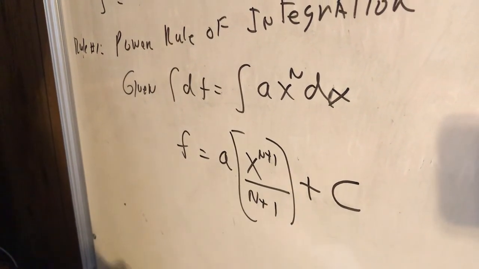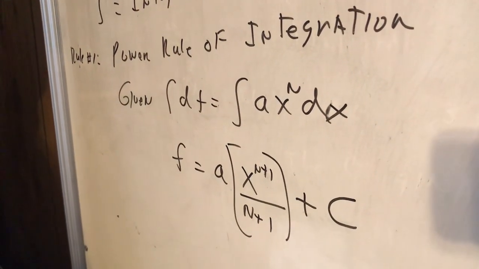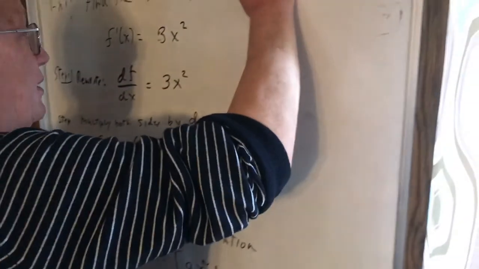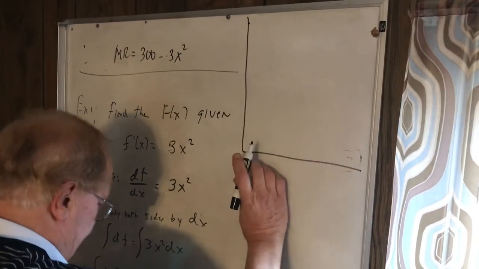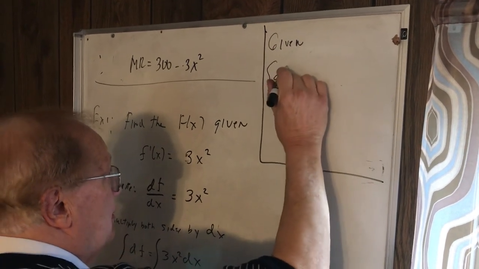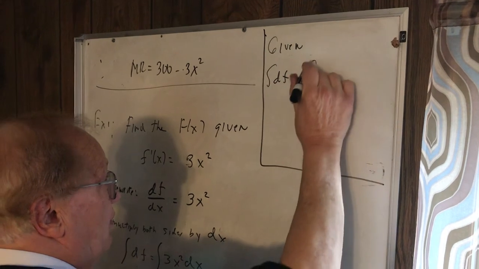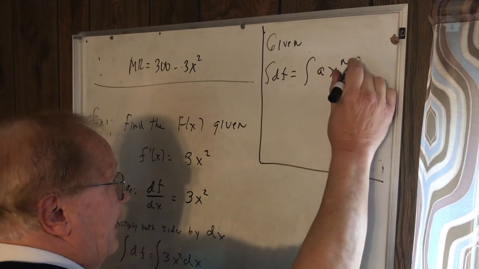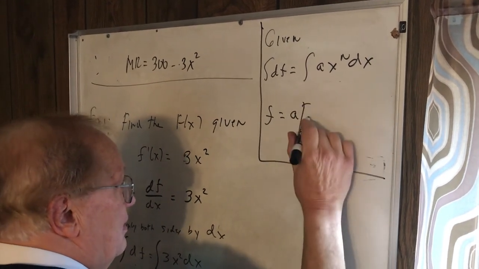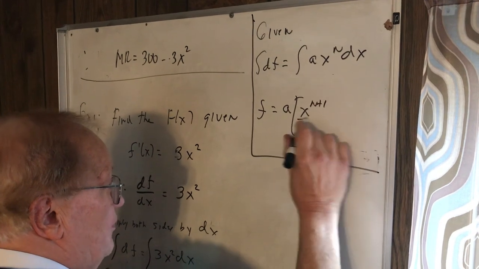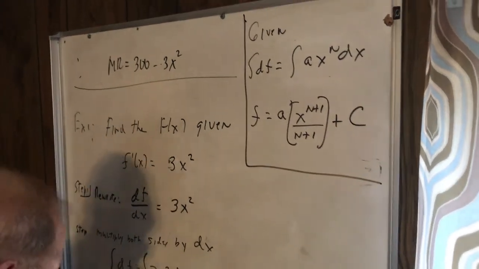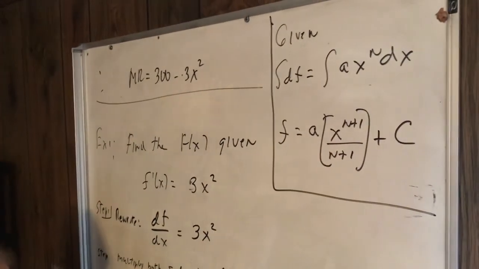And you'll find out why we have to add that in a few minutes. So this is the rule. So I want to apply this rule to everything that I do. So what I'm going to do is put this rule in the corner here, so I don't have to keep rewriting it. So if I'm given df equals the integral of ax to the n dx, then f is going to be equal to a x to the n plus 1 divided by n plus 1 plus c. So I'm going to keep that there so I don't have to keep rewriting it.